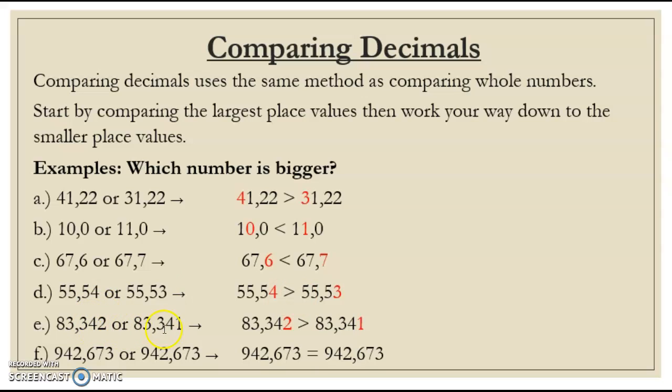83,342 or 83,341. The thousandths are the only place value here that is different. Otherwise, the tens, the units, the tenths, and the hundredths are the same. So 2 is larger than 1, so 83,342 will be greater. And as you will see at F, 942,673 and 942,673 are exactly the same, so we put an equal sign.